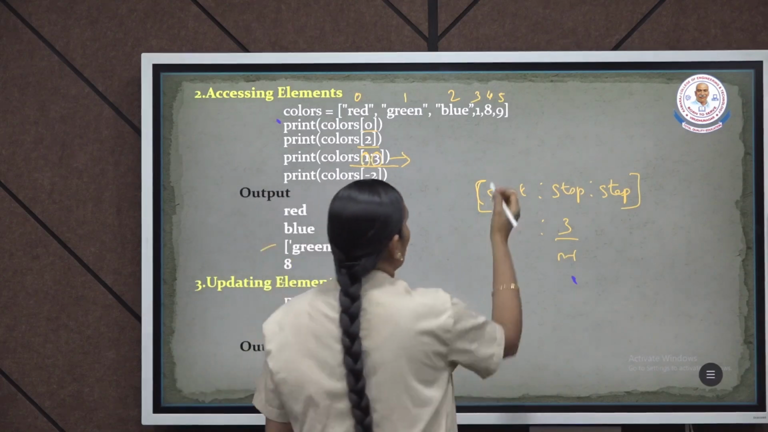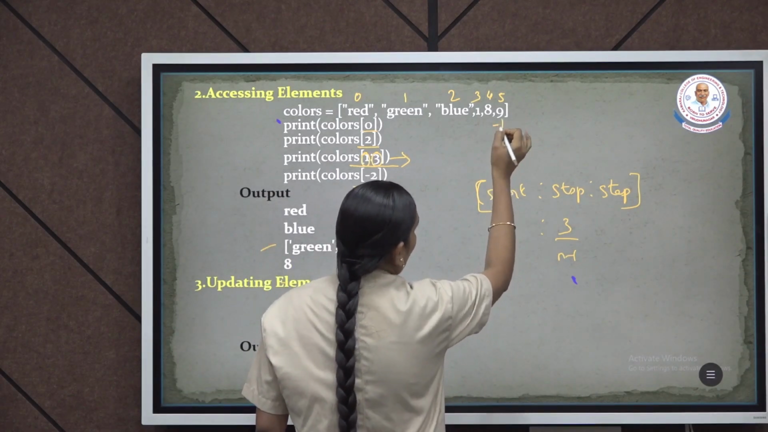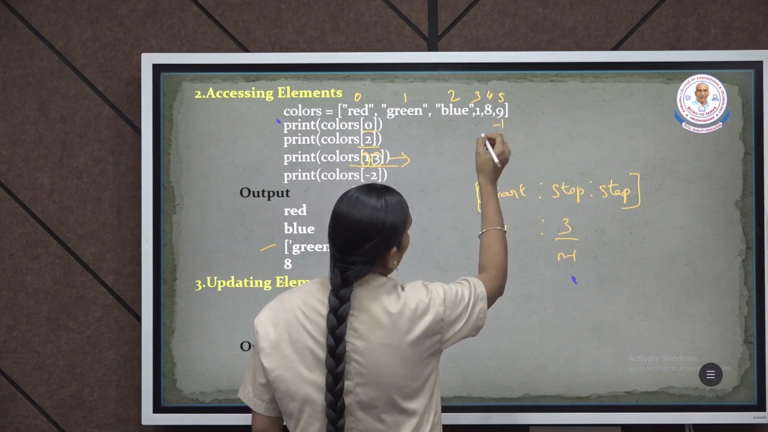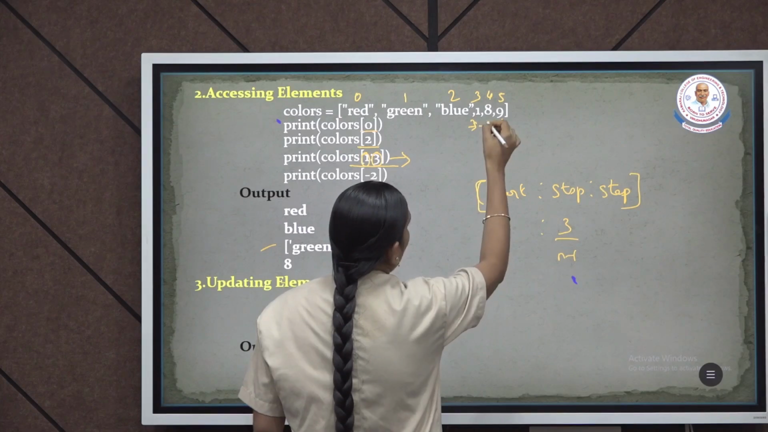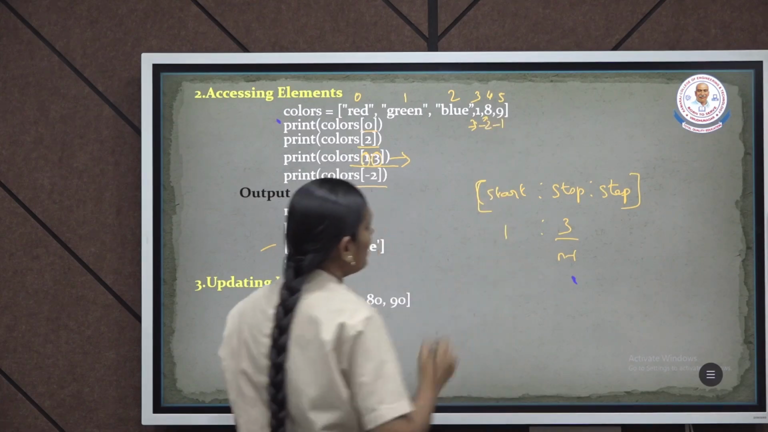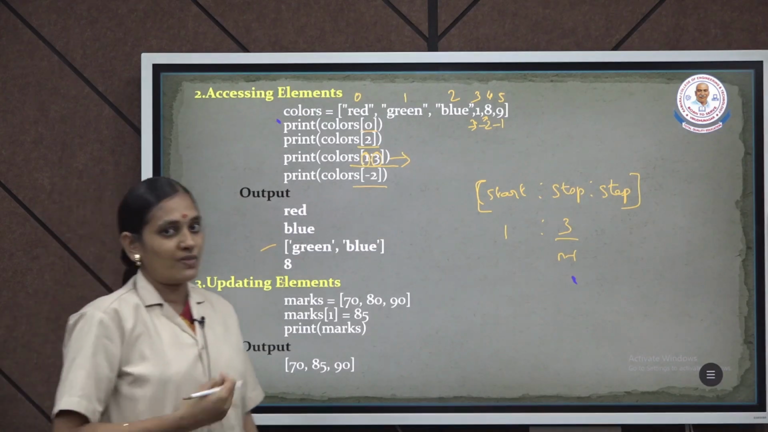Negative indexing starts from the last element itself. This is -1, the 9 is present at index -1, this is the second index, this is the third index value. So here, -2 represents which element? 8. That's why we got 8 here. So in this way we can access the elements of the list.